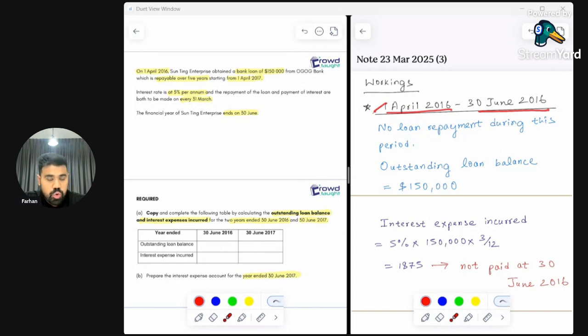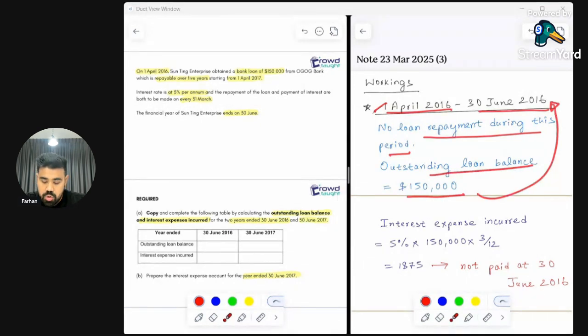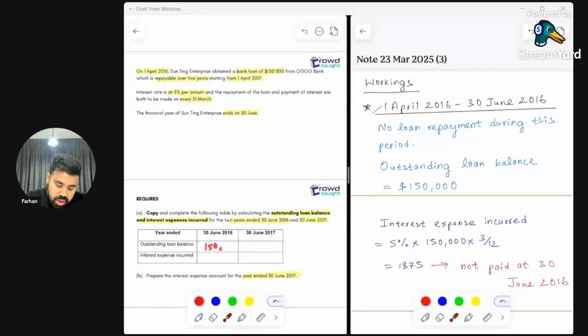During this time frame, we know we have made no loan repayments, because the first repayment is on 31 March 2017. So in this time period that we are looking into, there is no loan repayment. The outstanding loan balance is the same loan balance of $150,000 at end of 30 June 2016. So this is what we're going to fill in the table here, where at 30 June 2016, the outstanding loan balance is still $150,000.